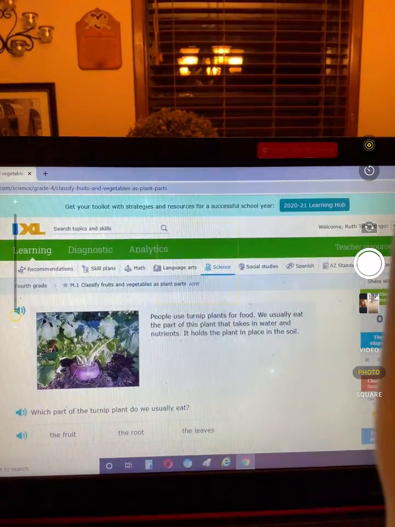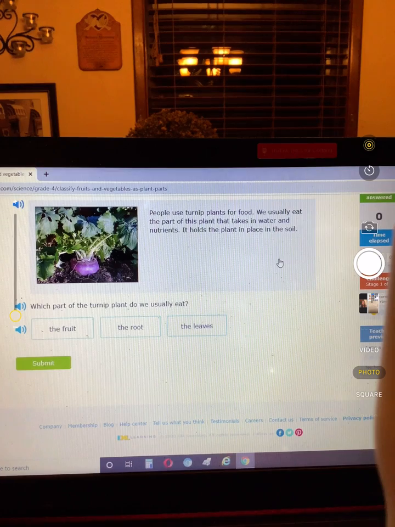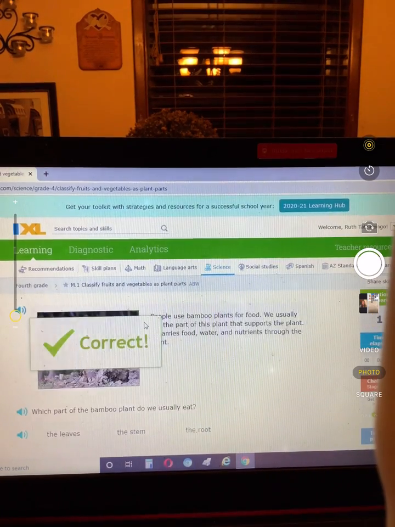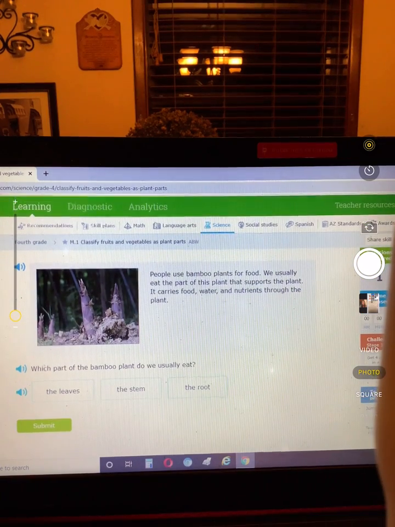Okay, so people use turnip plants for food. We usually eat the part of this plant that takes in water and nutrients. It holds the plant in place in the soil. What part of the turnip plant do we usually eat? If you look, it's coming up from the dirt. So what grows in the dirt? The root does. So you're eating a root when you eat a turnip or a potato.